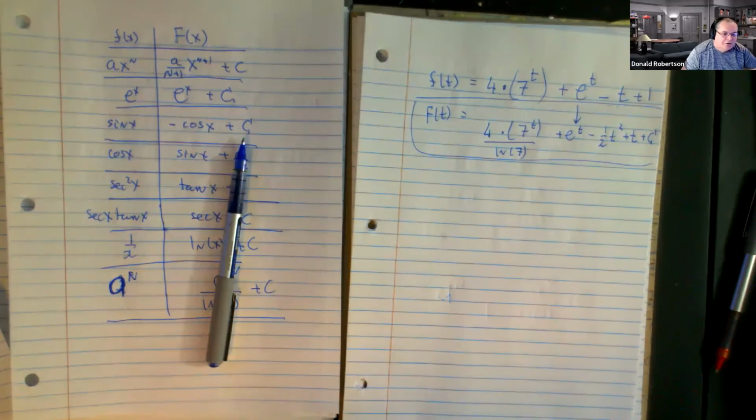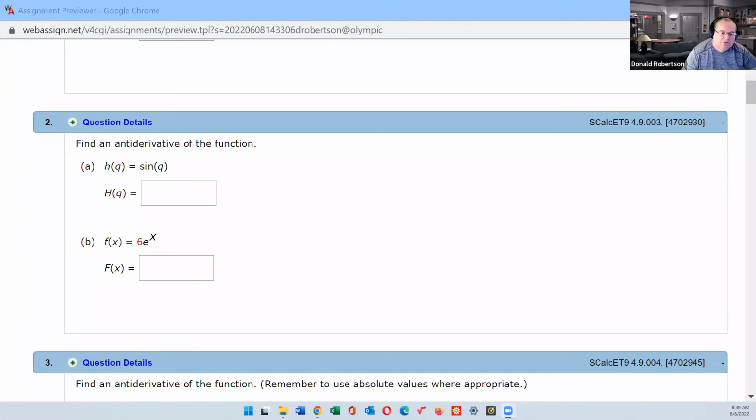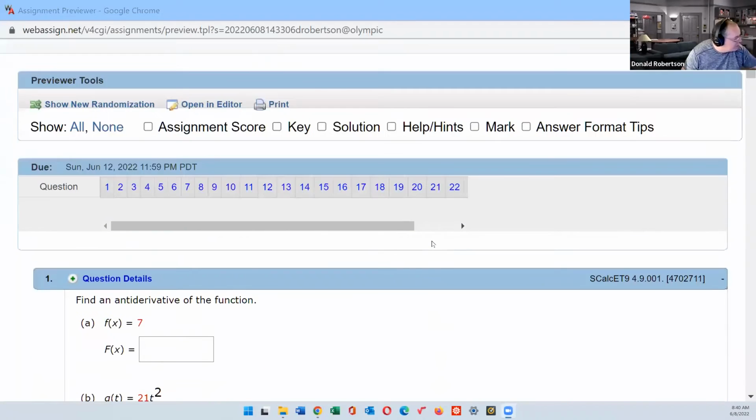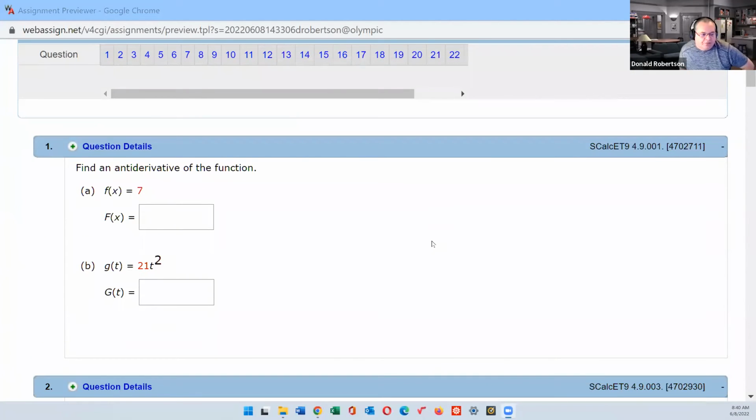Okay, let's look at homework on WebAssign. Are you looking at question 1, for instance? Now, there are a lot of questions, as you can see up here. There are 25 questions, but at least half of them are like 10-second questions. If you know what to do, the answer's done.